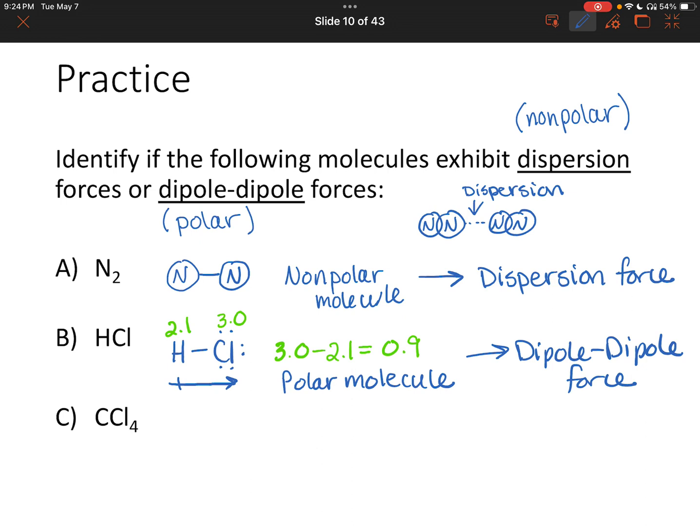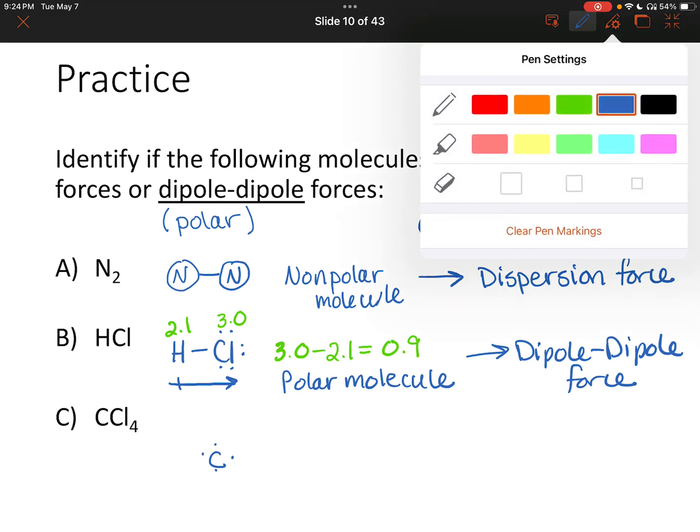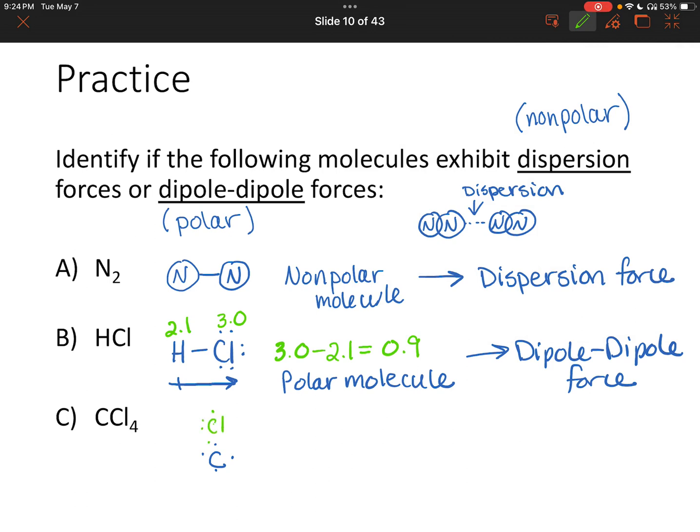All right, last we have carbon tetrachloride. All right, so let's draw the Lewis structure. Let's see, so we've got 4 chlorines that are surrounding carbon, and we've drawn this one before or something similar. Now, in this case, the shape of the molecule is going to matter, so the geometry. What geometry do we expect for carbon that has 4 bonds? Tetrahedral.